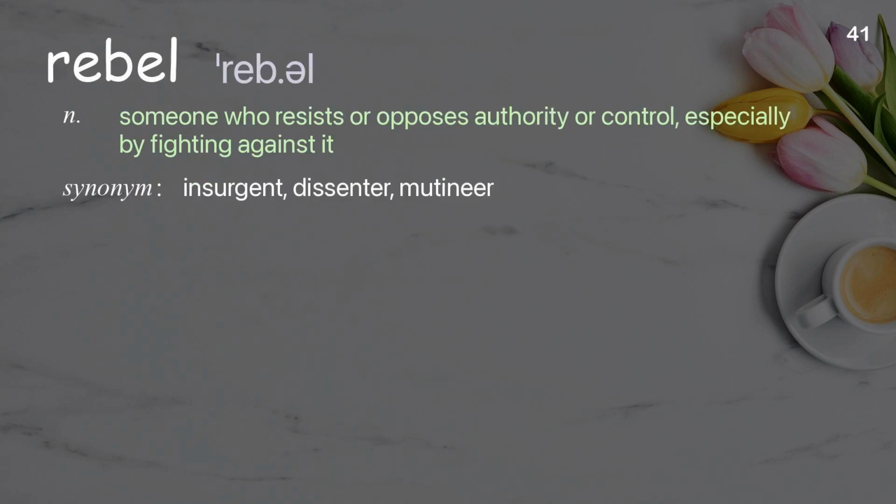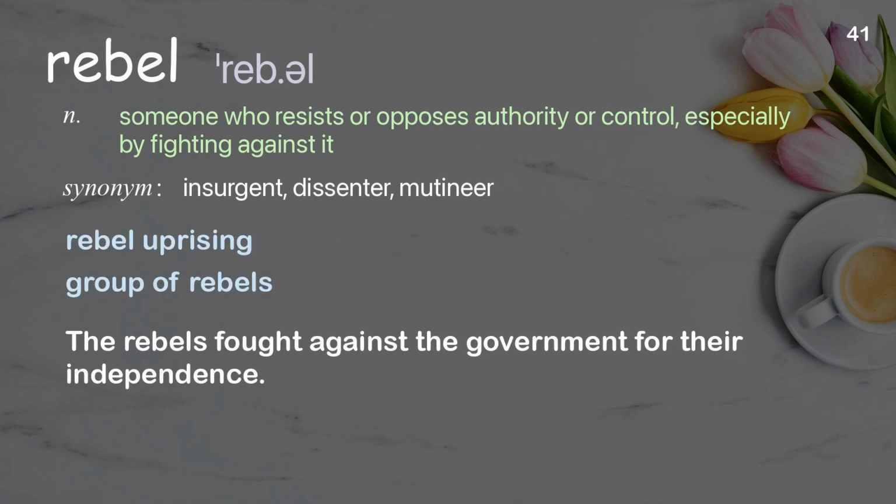Rebel. Someone who resists or opposes authority or control, especially by fighting against it. Examples: Rebel uprising. Group of rebels. The rebels fought against the government for their independence.